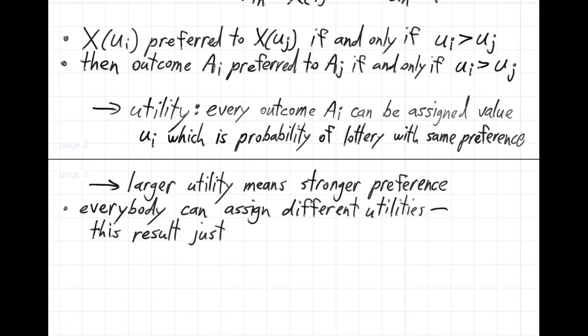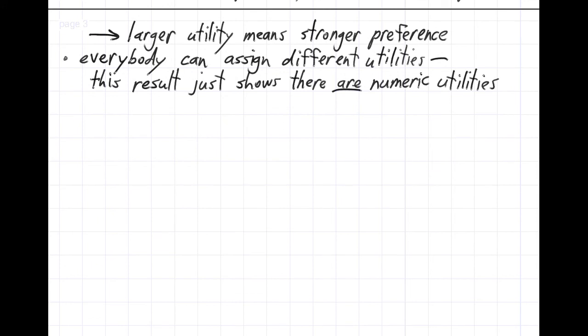This result just shows that there are numerical utilities. So you could have two people, one who has one set of preferences and the other has exactly the opposite set of preferences. What the first player would define as being the best outcome with U equal to 1 would be the thing that the other person defines as the worst outcome, having U equals 0. Let's go through an example.